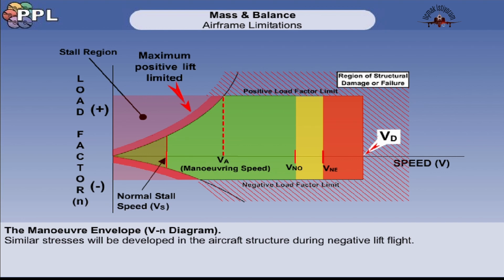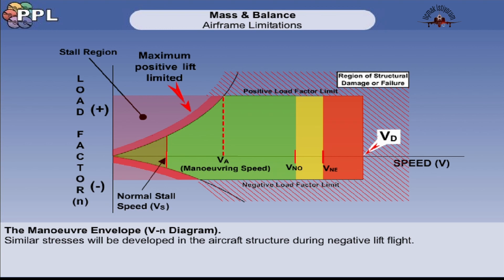The speeds and speed ranges will be given in the aircraft manual as well as indicated by coloured arcs on the aircraft's airspeed indicator, or ASI. We'll look at the ASI indications a little later on in this lesson. Note that VNO, the higher limit of the normal operating range, is of a higher value than VA, the manoeuvring speed.